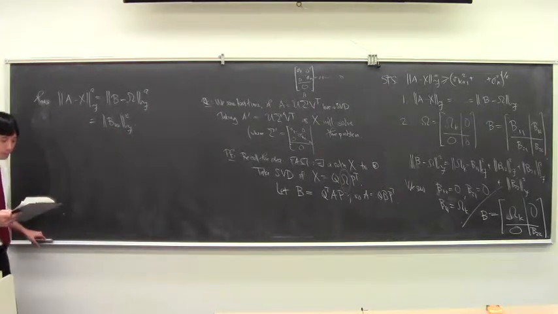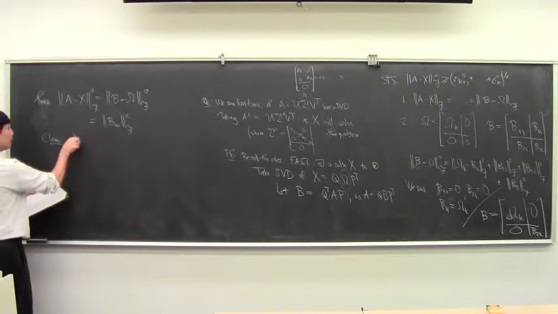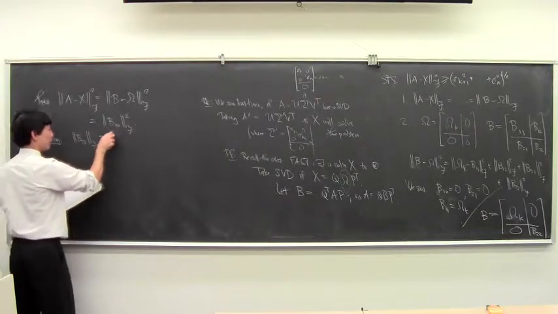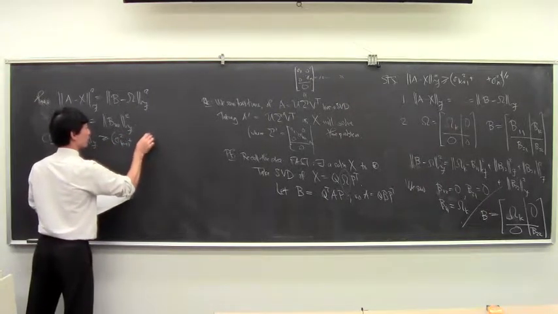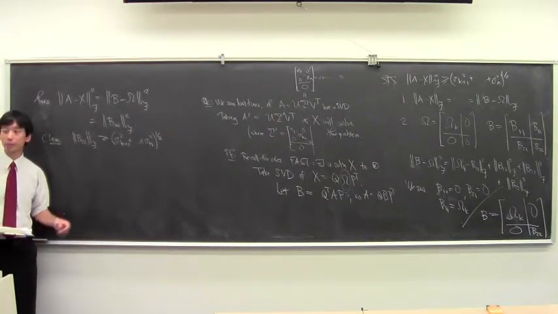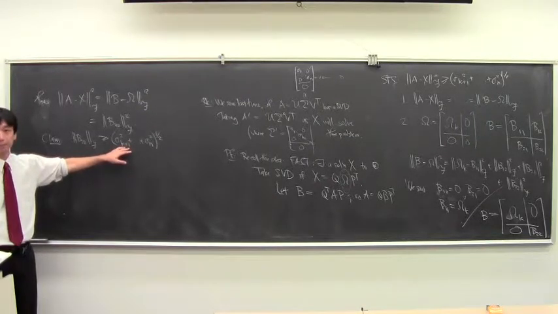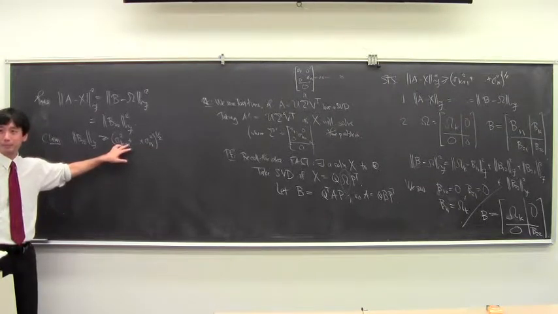So okay, here's the claim: that the Frobenius norm of B22 is bigger than or equal to the square root of the sum of the squares of the singular values. And that will finish it up. That will be the end. Everyone on board with that statement? This is the end. Okay.